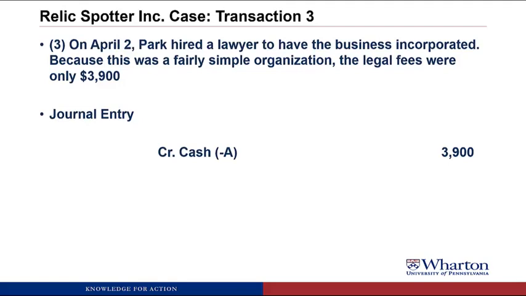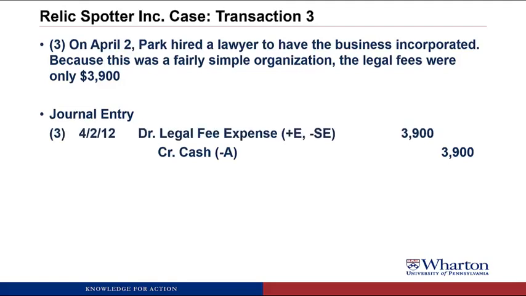So now we need to find a debit. So what are we getting for this cash? We're not really getting an asset. This is more of just a cost of doing business. So it's going to be legal fees expense. Remember that expenses get increased through debits. So we're going to debit legal fee expense, which will increase expenses and reduce stockholders' equity by $3,900.